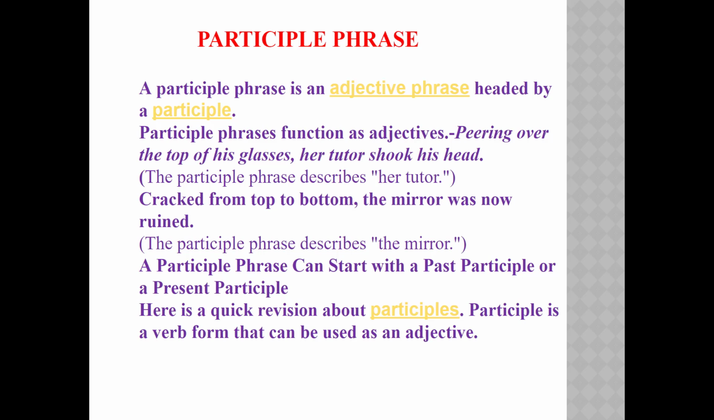Here is a quick revision about participles. Remember that a participle is a verb form that can be used as an adjective. There are two types of participles. Present participles end in -ing. Here is an example of one as an adjective: the rising tide. Past participles usually end in -ed, -d, -t, -en, or -n. Here is an example of one as an adjective: the risen cake.